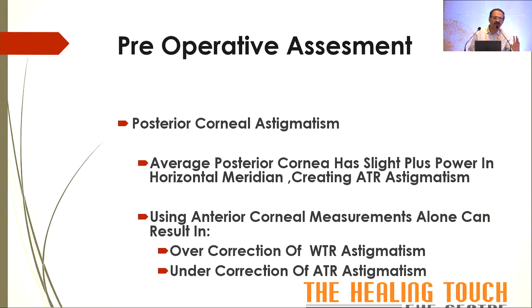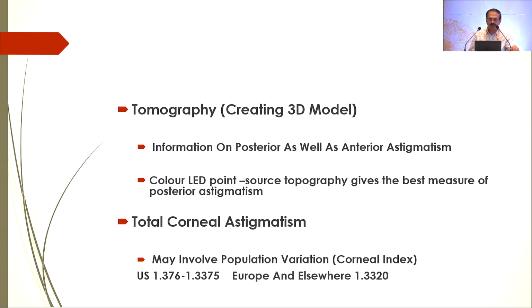But always remember to calculate your posterior corneal astigmatism. Now are the days that you cannot neglect this entity, and if you are not very clear about it, you may land up overcorrecting with-the-rule astigmatism and undercorrecting against-the-rule astigmatism, because most of the corneas, remember, have a little plus value at 180 degrees on the posterior surface.